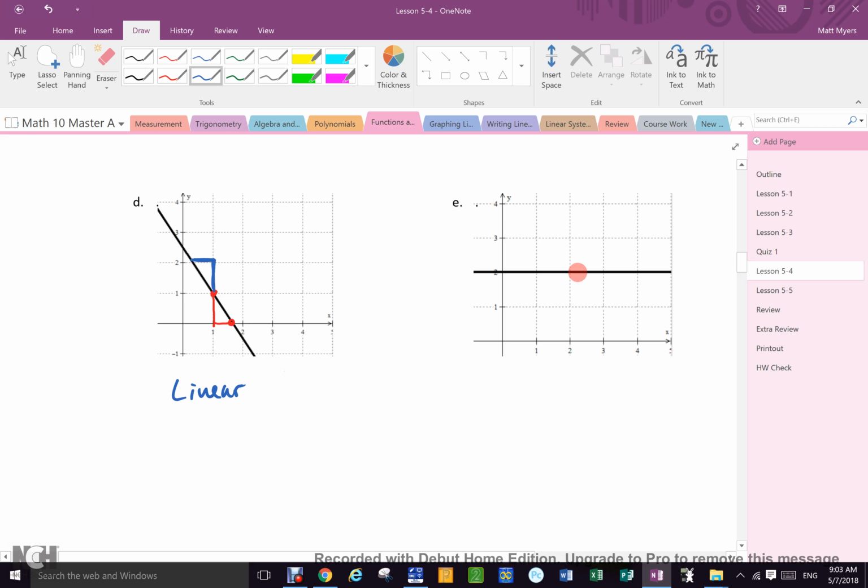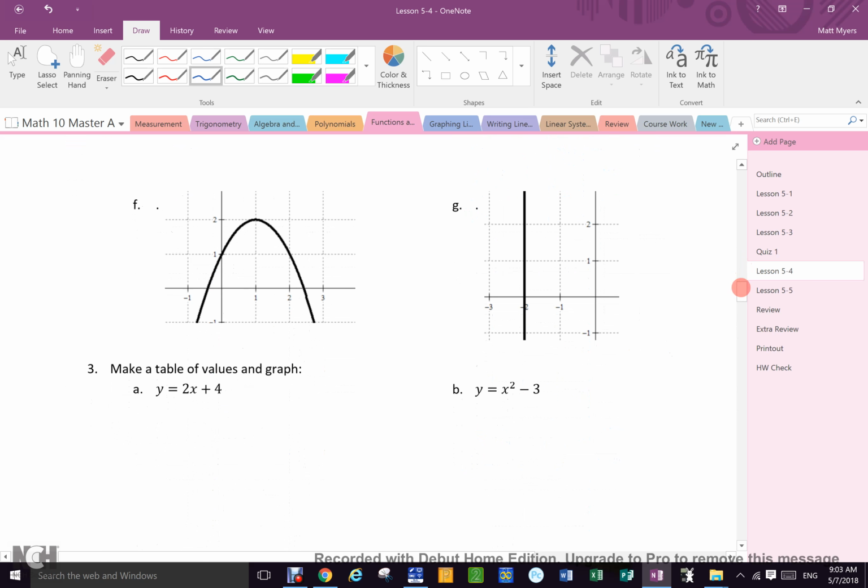This one always causes problems. Yes or no? Is that a line? Yes. So is it linear? Yes. When x is 1, what's y? 2. Agreed? When x is 2, what's y? 2. When x is 3, what's y? 2. That's going up plus 1. It's always the same, correct? What's this one doing? Plus 0. Is it always the same? So is it a line? Yes.